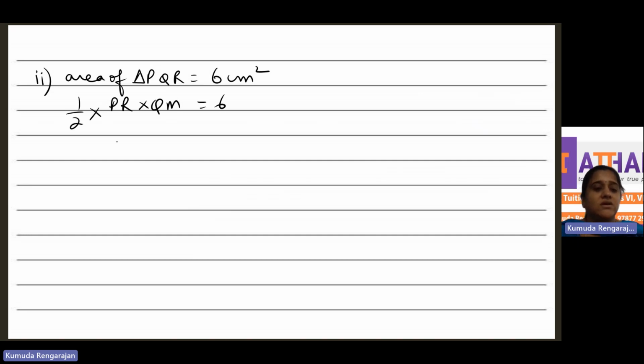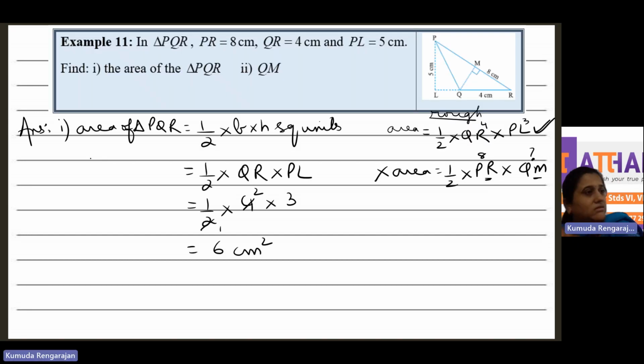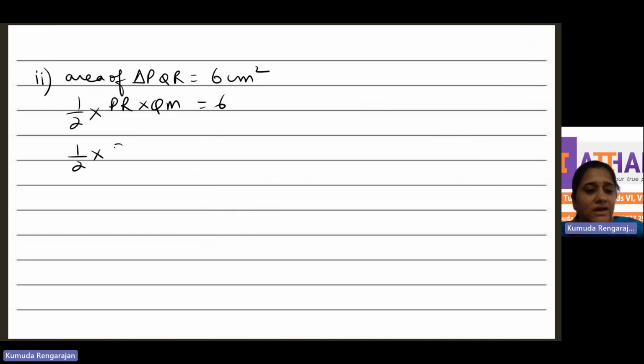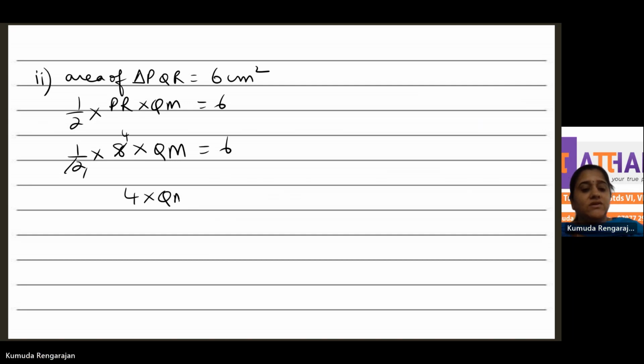Half into PR into QM is equal to 6. So half into, how much is PR? 8. Into QM, we don't know. That's what we should find, that's the second question. So half into 8 into QM is equal to 6. 2 ones are 2, 2 4s are 8. So 4 into QM is equal to 6.